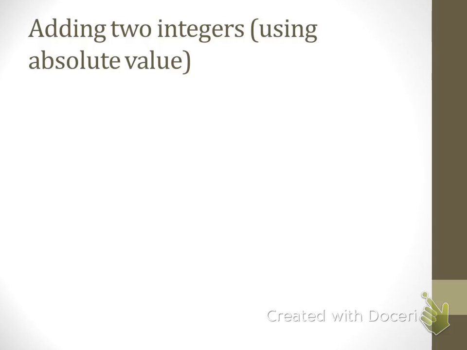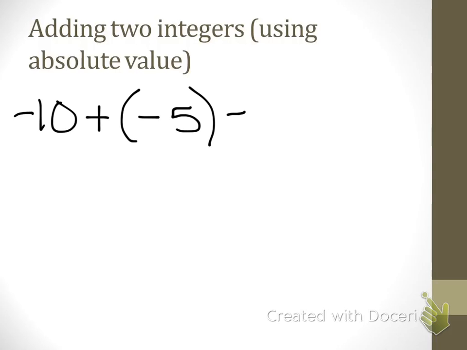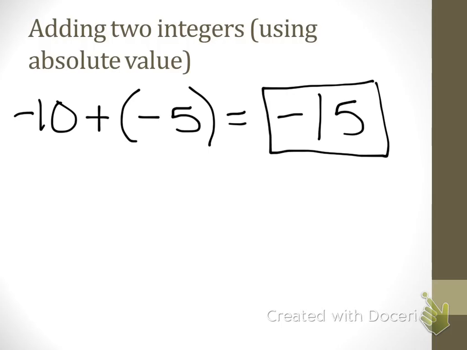All right, so what if you had negative 10 plus negative 5? Negative 10 plus negative 5 is? Negative 15. Very good. Because they're both negative, so I would add them together and keep my negative sign.